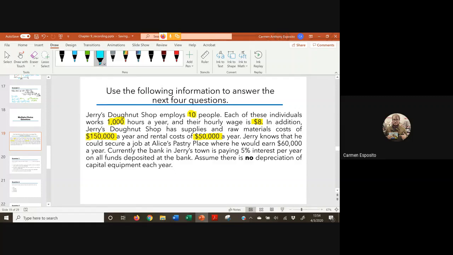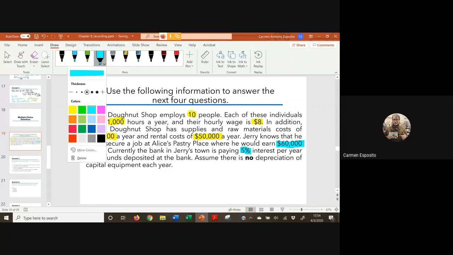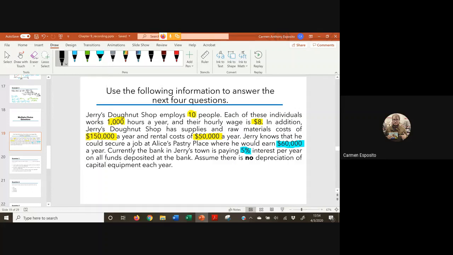Something else to consider is he can make $60,000 a year working for someone else, and the money he makes and puts in the bank, he can get 5% interest per year. Now here we're not talking about any concerns for capital, so we're not going to worry about depreciation. So let's answer our first question.